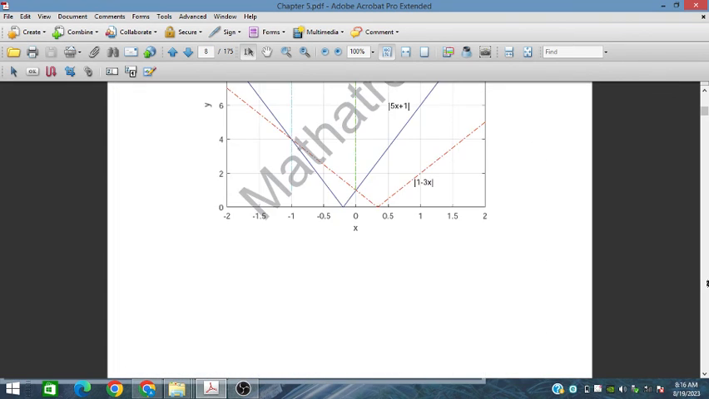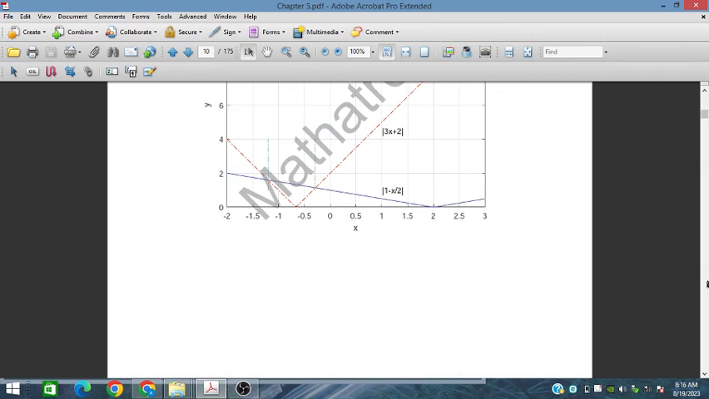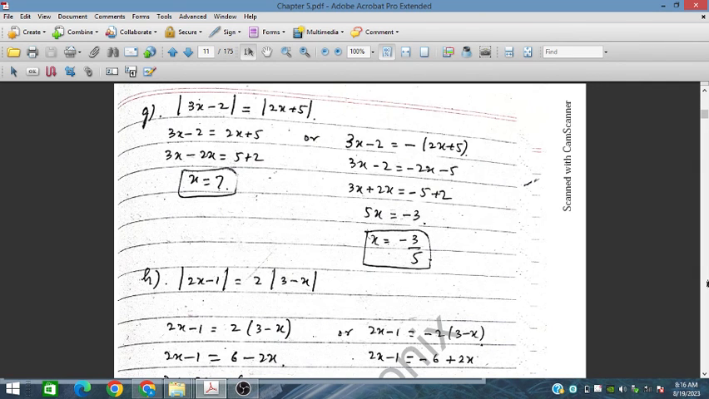Now question G, we have 3x minus 2 and 2x plus 5. So 3x minus 2 is equal to 2x plus 5, and 3x minus 2 is equal to minus 2x plus 5. Once we write the first with positive and the second with negative, then we solve it. We have x equal to 7 and x equal to minus 3 upon 5. So we plot this line with modulus value.